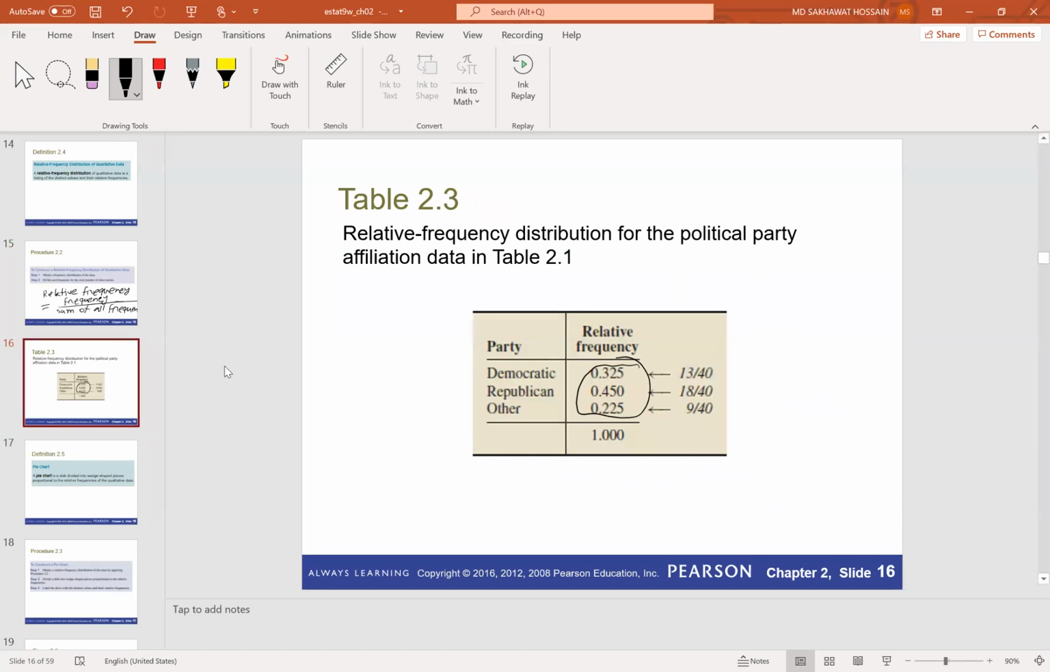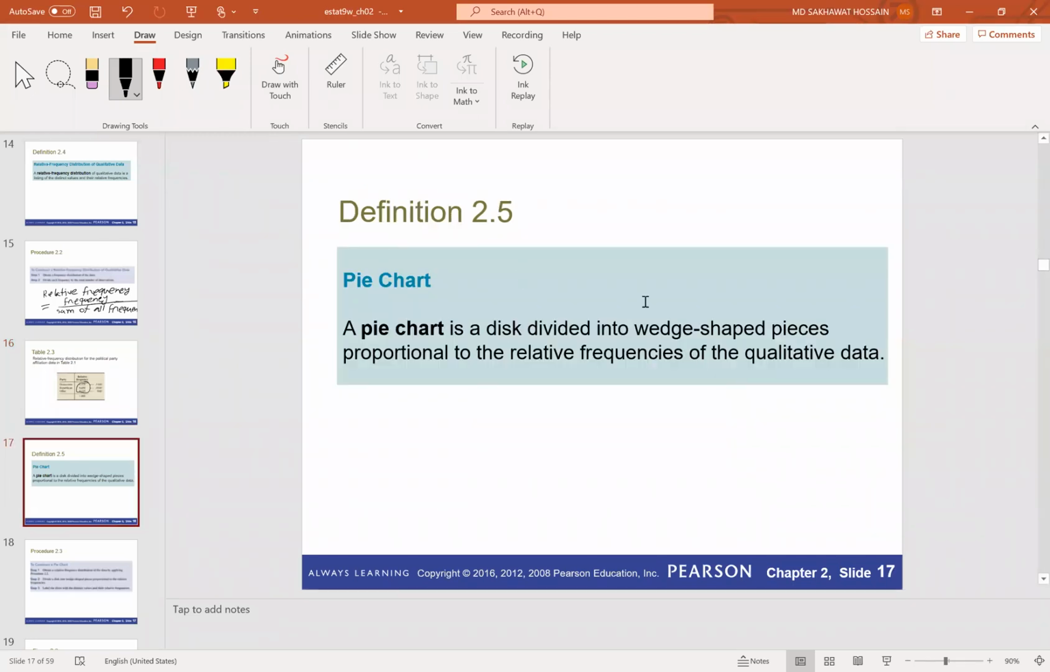Do you have any questions about frequency and relative frequency? So these are the two tabular representations of the qualitative data or qualitative variable. Then we have some other representations, the graphical representations of qualitative data. The first one is the pie chart. The pie chart is a disk divided into wedge-shaped pieces. So this is a disk like this, and we divide it like this.